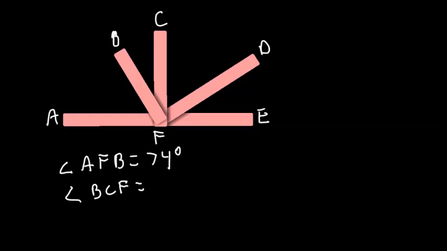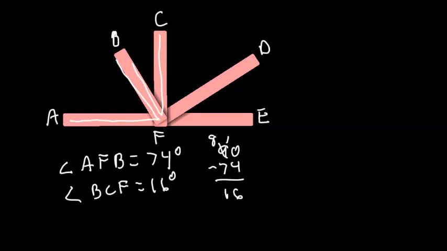Alright, so now we're given angle AFB equals 74 degrees. So that's this angle right here. And we need to find BFC. So if you notice, those will form a complementary angle, so it adds up to 90. So you just take 90, subtract 74 to find out what BFC is. So that's going to give you 16. So BFC is 16 degrees.